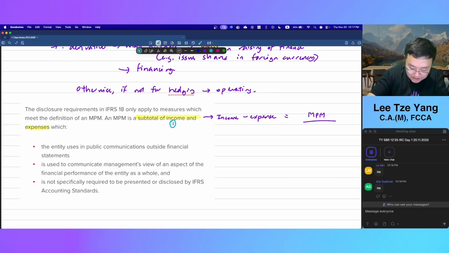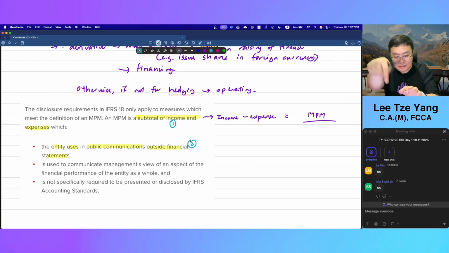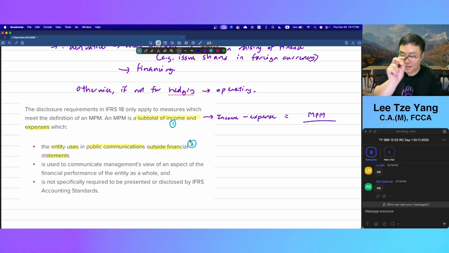Now, the second one. This MPM, the entity uses in public communication outside the financial statements. So it must be used outside the financial statements, not in them. The financial statements are SOPL, SOFP, SOCE, SOCF, and notes. Not in these. They use it elsewhere: press release, website, annual report, investor communication, whatever, but not in the financial statements.